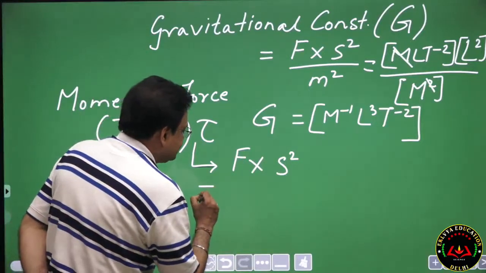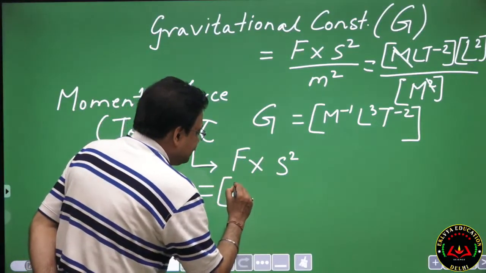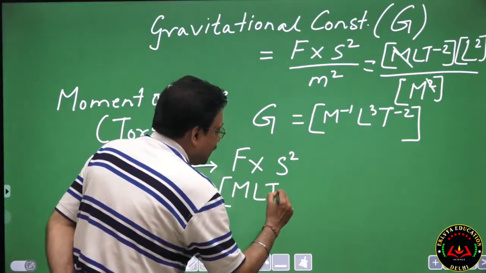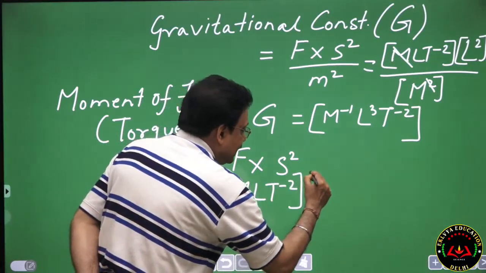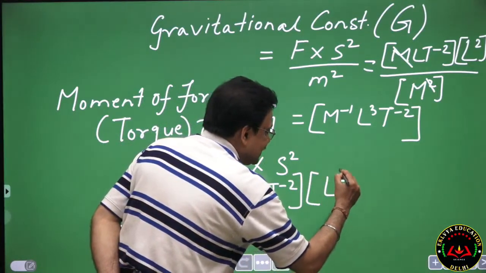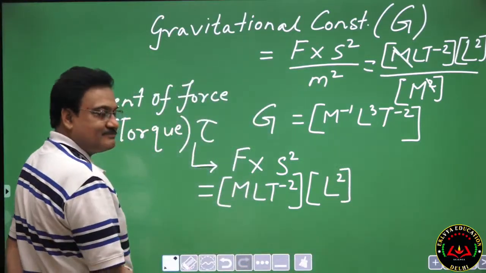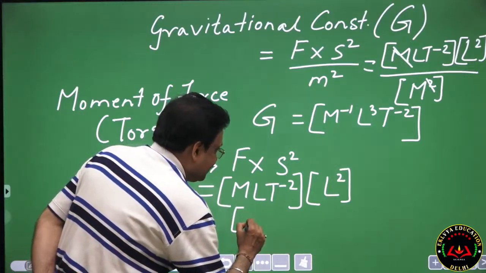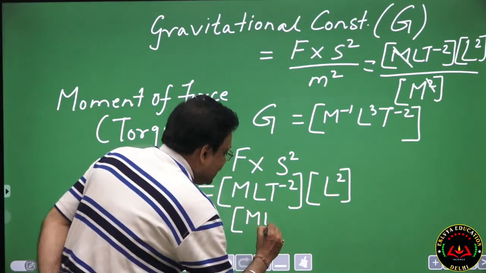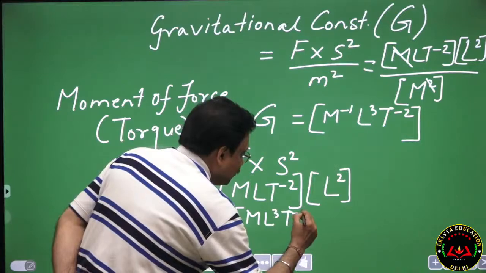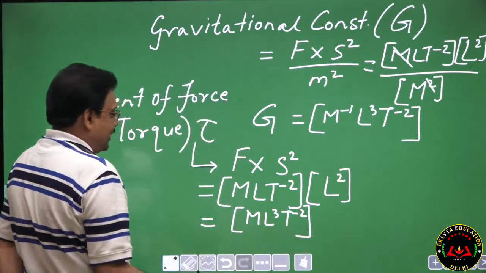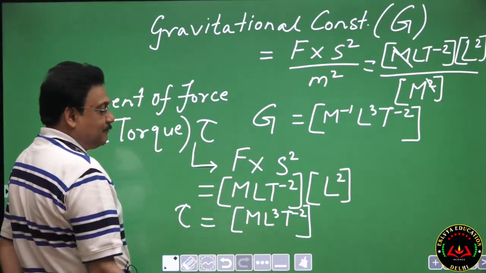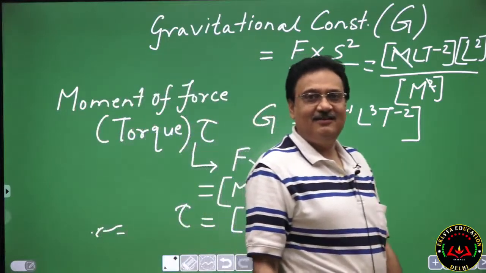सो एफ, एम एल टी टू द पावर माइनस 2, and distance is L. So what we have is M L squared t to the power minus 2. ये आ गया आपका टाउ का डायमेंशनल फॉर्मूला.